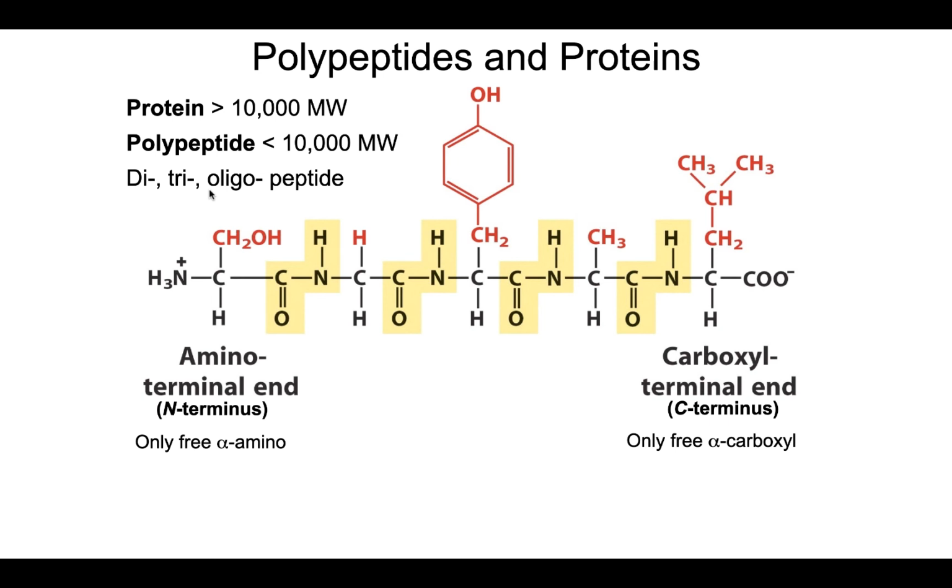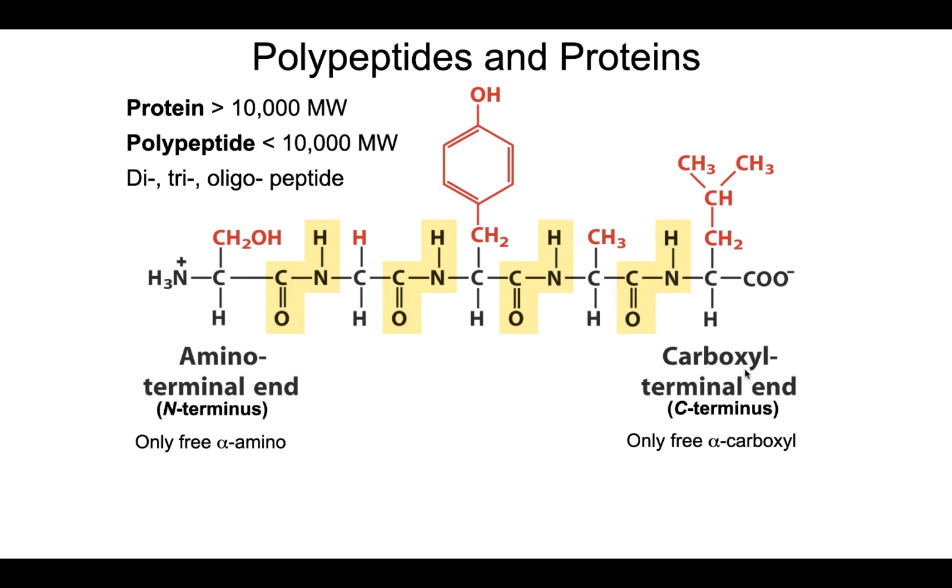Every polypeptide, no matter how long it is, will always have one free alpha amino group. Therefore, we call that the amino terminal, N, or the N terminus. And then we will have one free alpha carboxyl group.